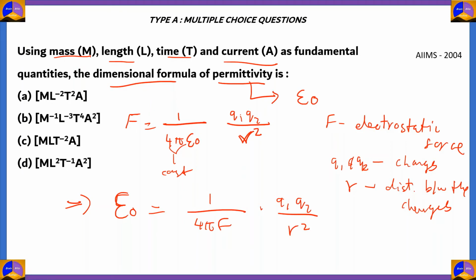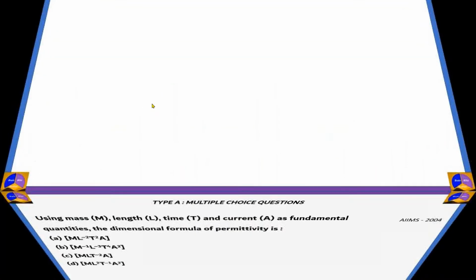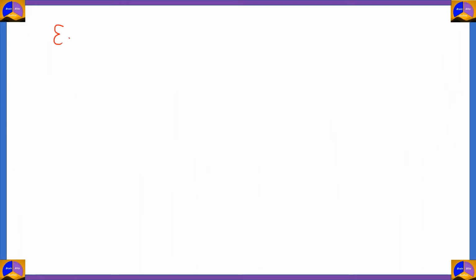So now let's write the dimensional formula of permittivity. 1 by 4 pi is a constant, so it has no dimensions. But Q1 and Q2 have dimensions. So these are the dimensions of charge, which again is AT, because charge can be represented as current into time. So current A into time T.